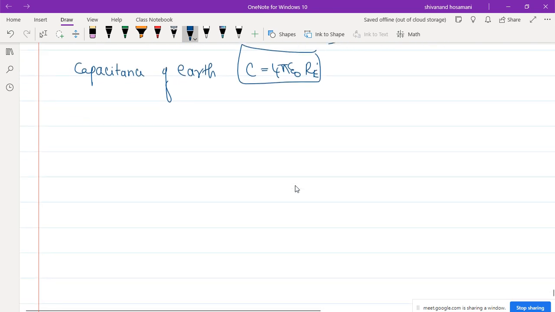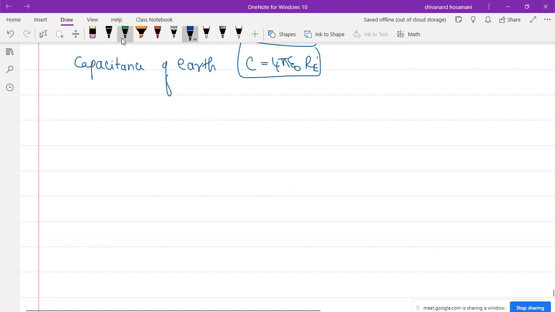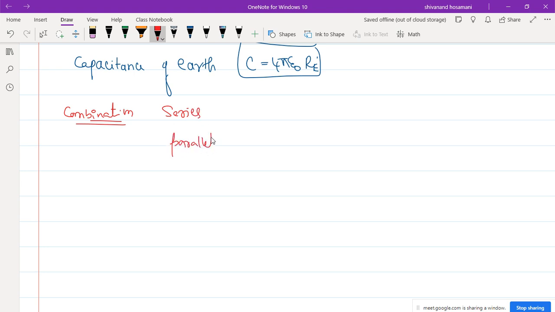Then the combinations of capacitors, which you already know. How to define the combination of capacitors? One is series combination, another is parallel combination. For C1, C2, C3 in series, 1 by C equivalent is equal to 1 by C1 plus 1 by C2 plus 1 by C3, and so on.